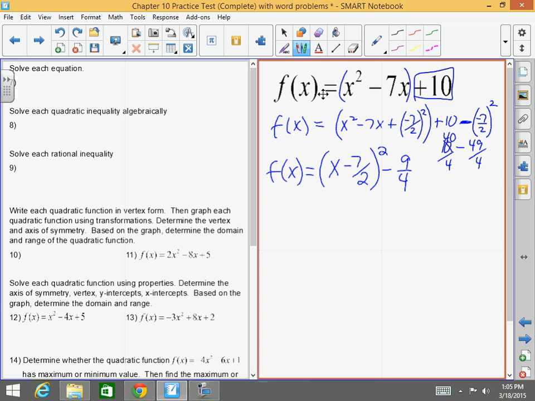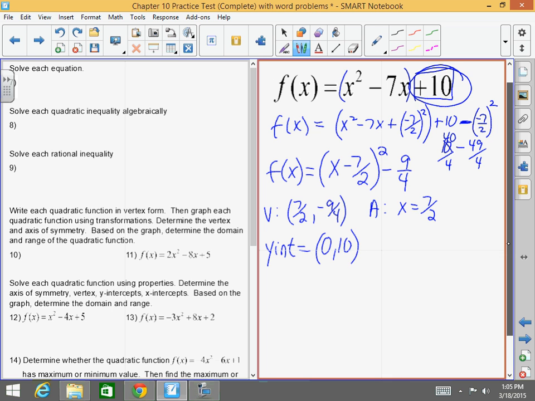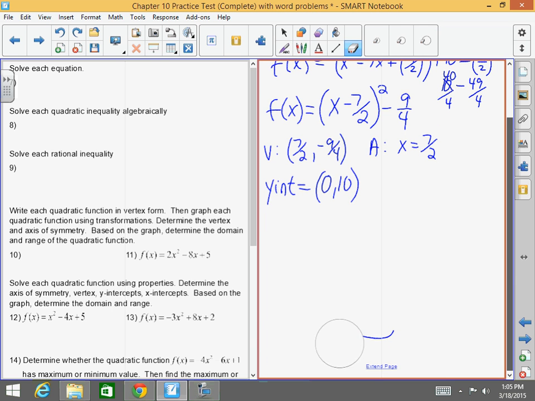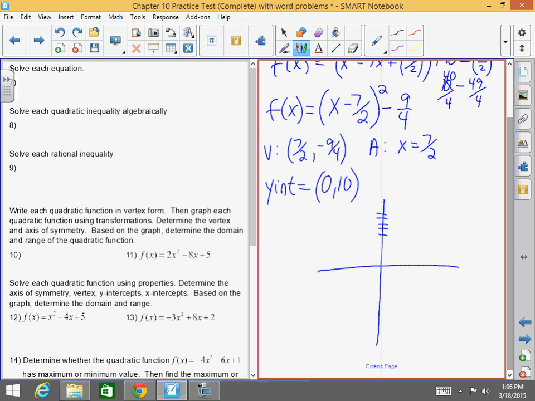Okay. So my vertex is 7 halves, comma, negative 9 fourths. My axis is the x value of the vertex, so 7 halves. My y-intercept, because I need it to graph, is the standalone 10. It's the constant. So that'd be 0, 10. And now I can graph it. Now I can graph it quite easily, actually. It's going to be not a super perfect graph, but we got time here to worry about.